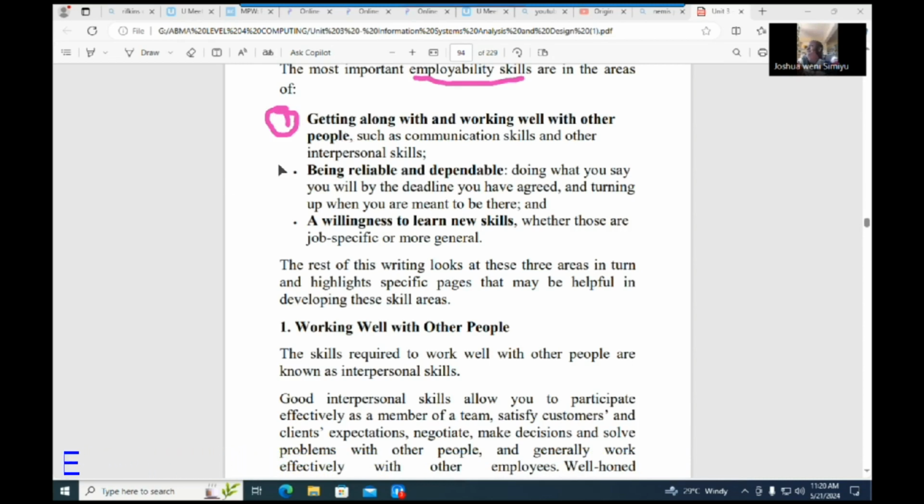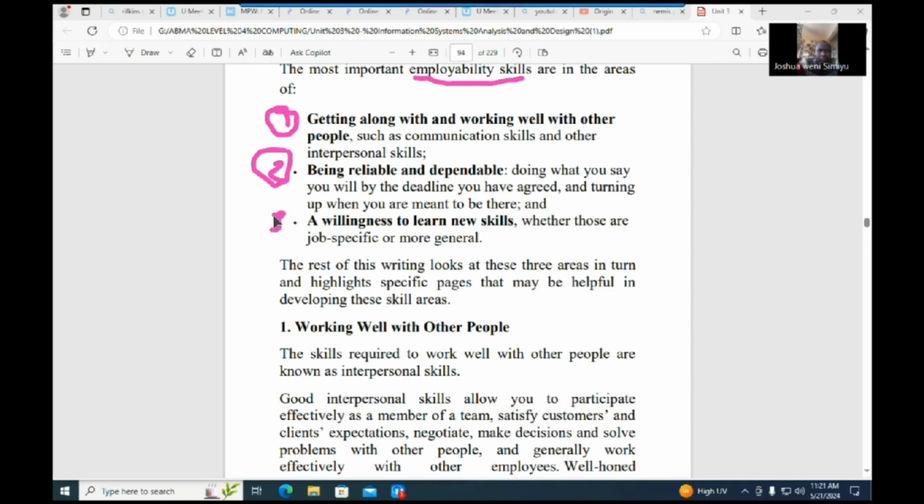The second area that employability skills focus on is those skills that are going to make you reliable and dependable. Being reliable simply means doing what you said you will do. If you say I'm going to deliver this project by date 5, and you deliver it by date 5, then you are reliable. You are meeting the agreed deadline, and you are turning up when you are needed. Then you are reliable, you are dependable.